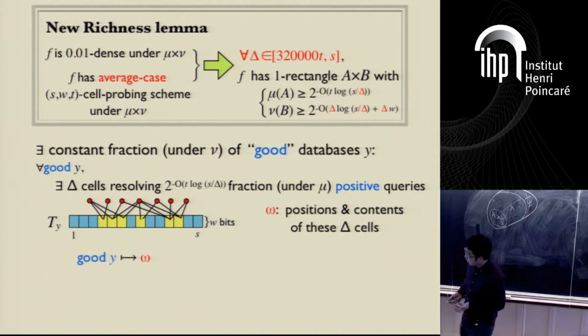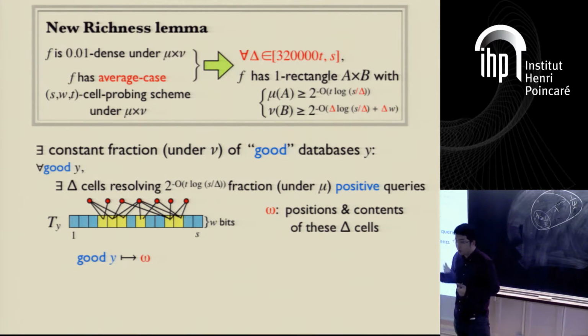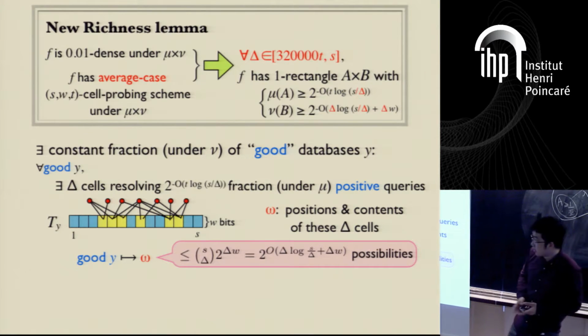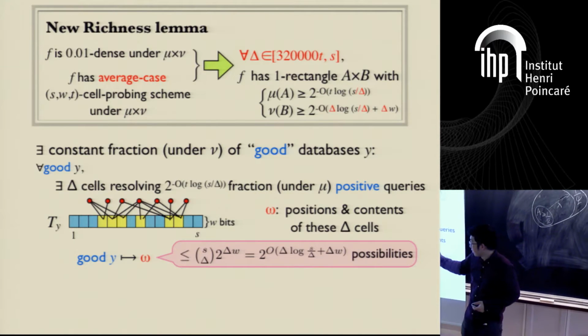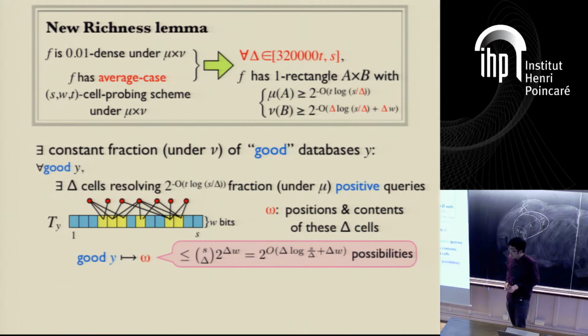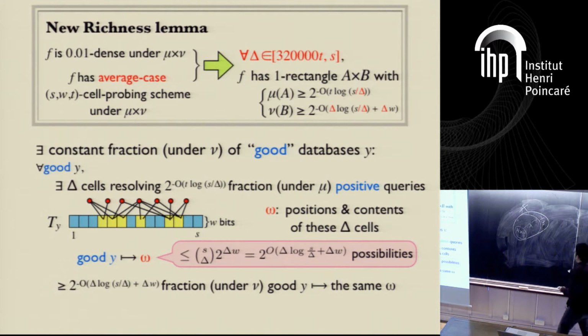Okay? And in this way, every good database is assigned deterministically an omega. And there are at most these many possibilities for omega, because an omega is just a tuple of positions and also contents of delta cells. So at least a fraction of these good databases are mapped to the same omega. So in our matrix, at least a fraction of good databases all map to the same omega.